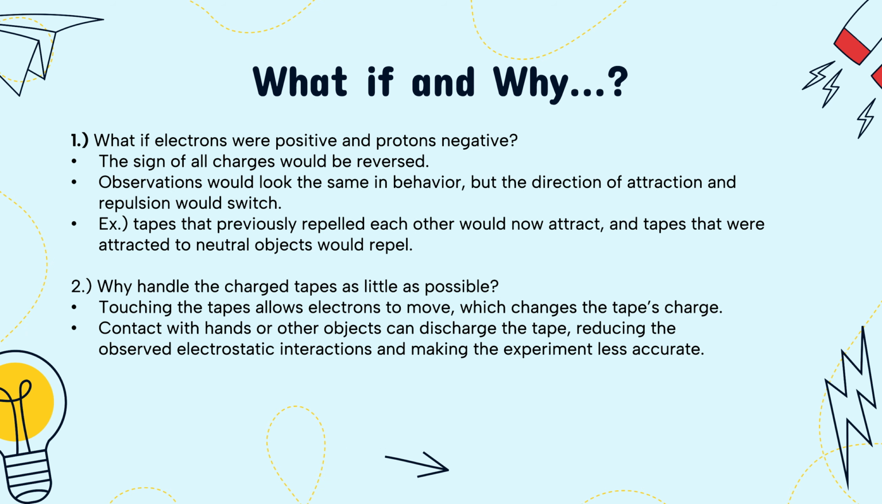What if and why questions? What if electrons were positive and protons negative? The sign of all charges would be reversed. Observations would look the same in behavior, but their direction of attraction and repulsion would switch. For example, tapes that previously repelled each other would now attract, and tapes that were attracted to neutral objects would repel.